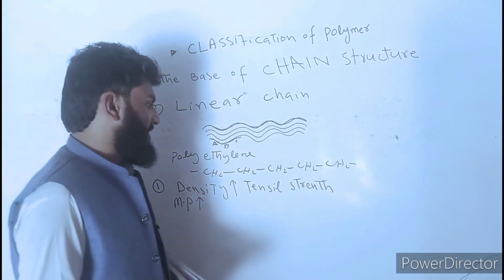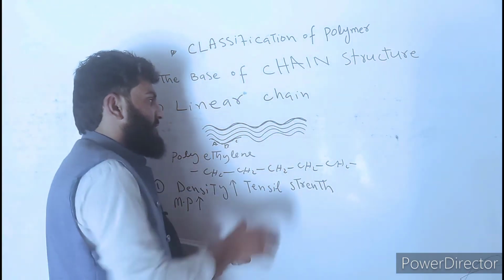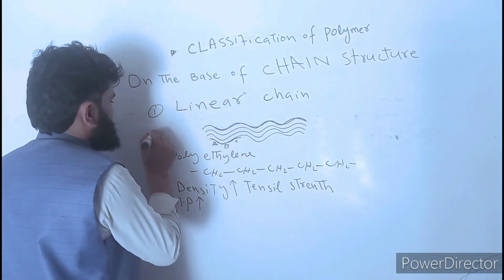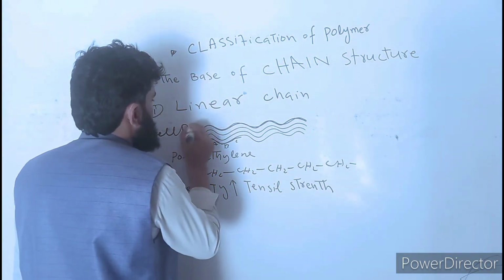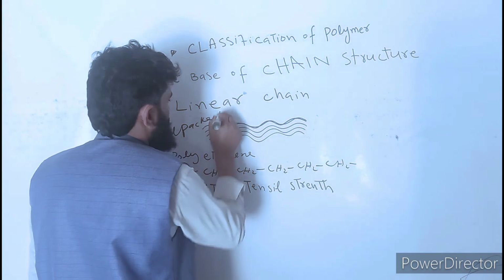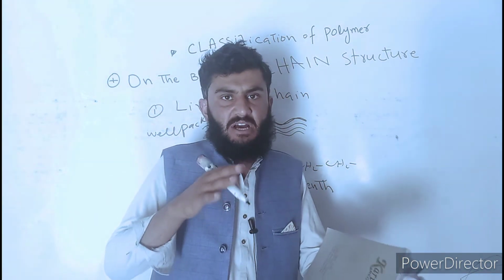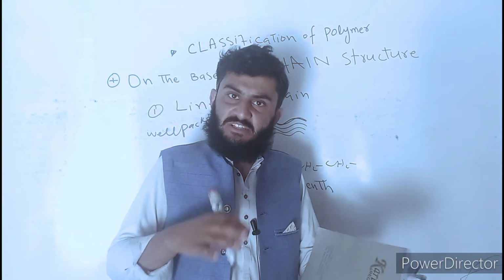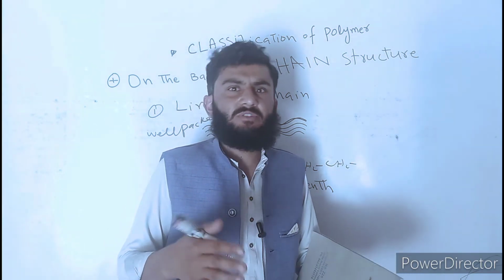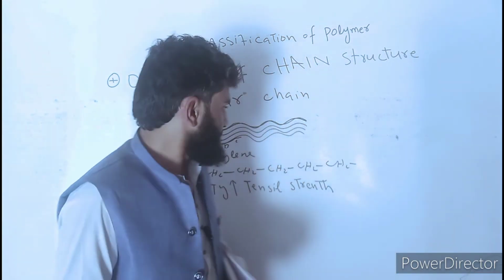Their density is high because they are well packed polymers, clear? Here the polymer chains are arranged with respect to each other in a very good manner, clear?